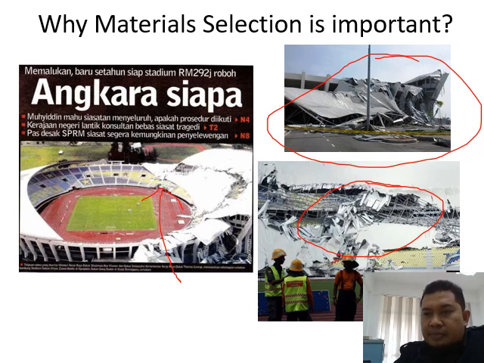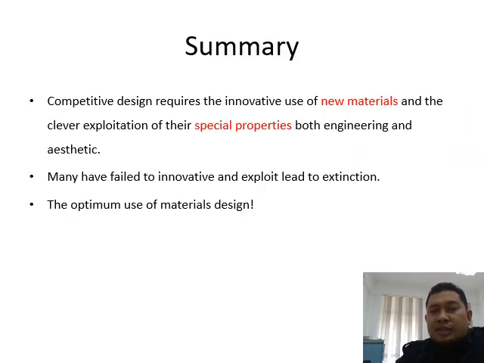As for the summary of this chapter, the first point is that competitive design requires the innovative use of new materials and the clever exploitation of their special properties, both engineering and aesthetic. You need both mechanically sufficient strength and an eye-catching, aesthetic look. Many who have failed to innovate and exploit have gone extinct.